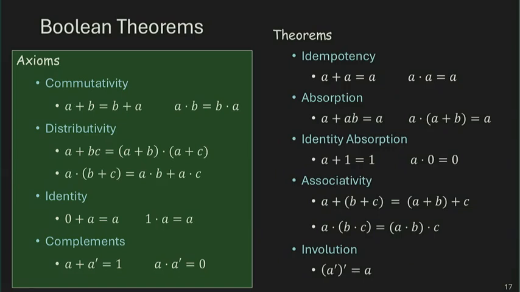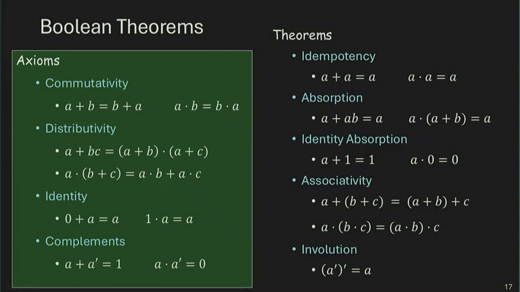But for Boolean algebra, we need more theorems. The axioms are good as a definition, but they're sometimes not quite powerful enough to help you simplify a Boolean expression. And with more theorems, your job gets much easier when it comes to simplifying a Boolean expression.